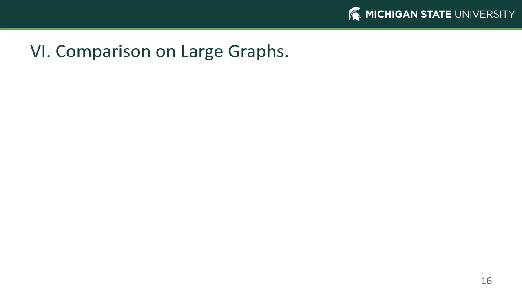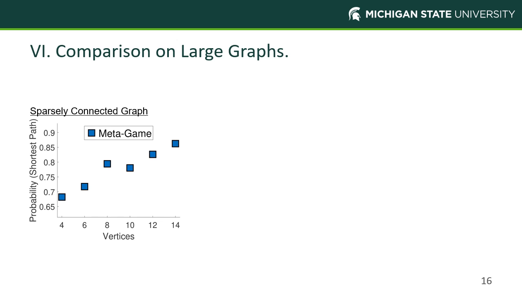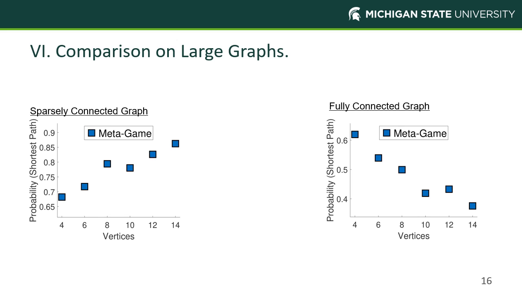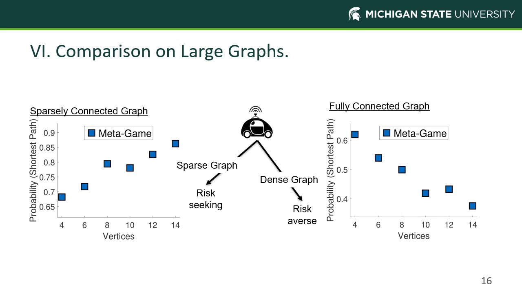Now we compare the metagame path with SEA to determine how often the metagame chooses the shortest path. For a sparse graph setting, we see the probability of choosing the shortest path increases with the number of vertices, given that the sparsity of the graph remains fixed. However, when we look at the fully connected graph, the probability of choosing the shortest path decreases by a large amount with increasing vertices. This indicates that even though the cost might reach saturation, there exist alternate routes which are secure as compared to the shortest path. Therefore, we conclude that the solution of the metagame is risk-seeking in sparse graphs and risk-averse in dense graphs.